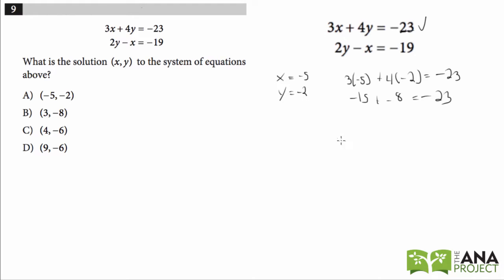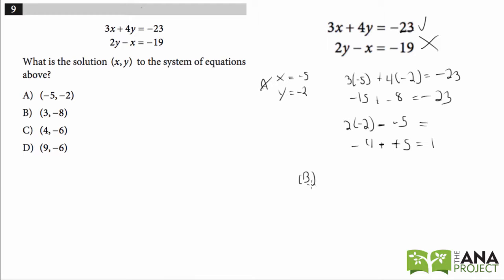2y, so 2 times -2, minus x, which is -5. Now this is supposed to equal -19. So -4 minus -5, which is plus 5, -4 plus 5 is +1. It's supposed to equal -19, so it doesn't work there. So A would not work.